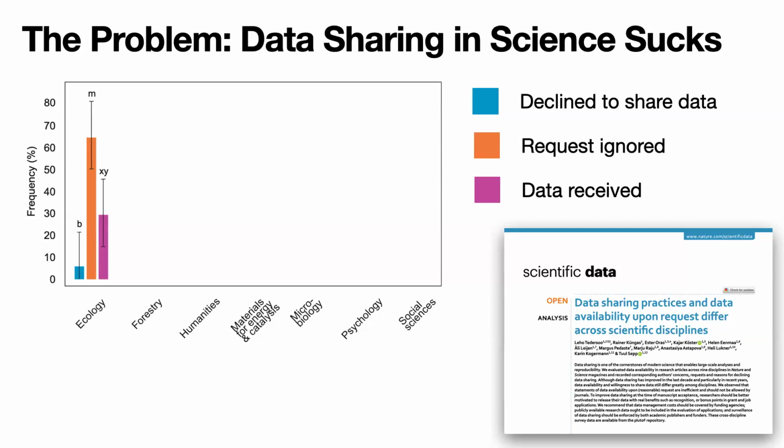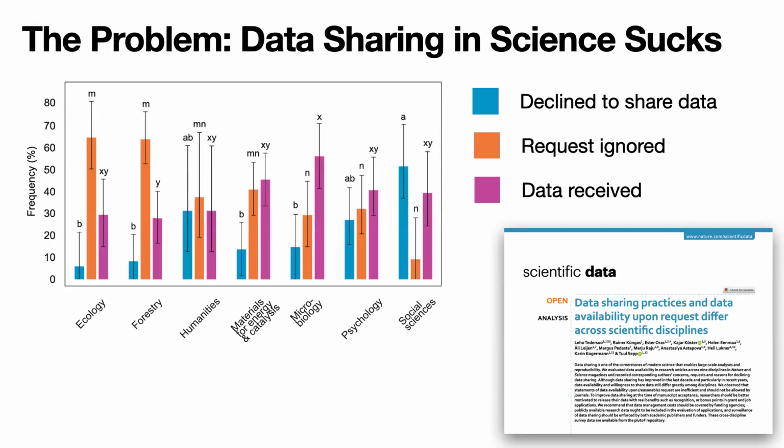Looking at ecology, this is kind of shocking in my view, that some, let's say 5 to 6% decline to share the data outright, which is shocking for ecology. There's no really big privacy concerns in ecology. And then I think some, what is it, 65% just ignored the request. The data is gone, who knows where. And then about 30% receive the data. So you're looking at less than a third of these requests actually leading to the person that either wanted to replicate these findings or expand on these findings actually being able to access the data.